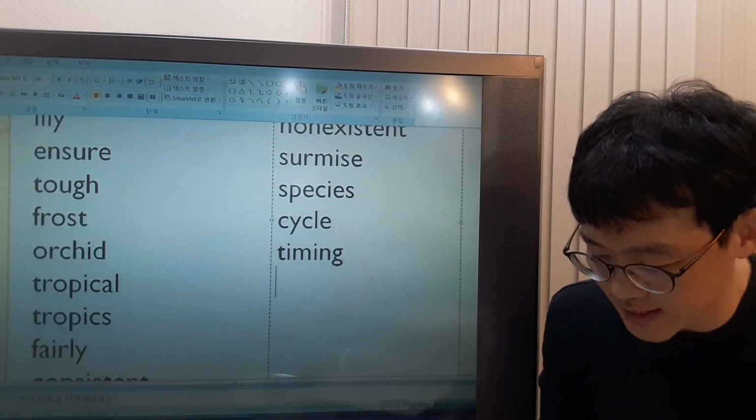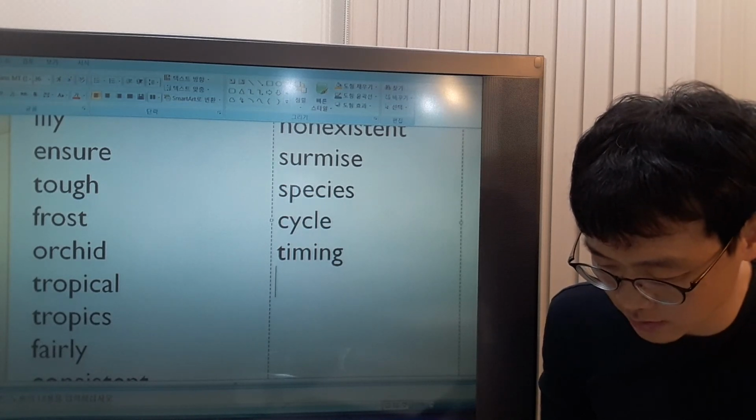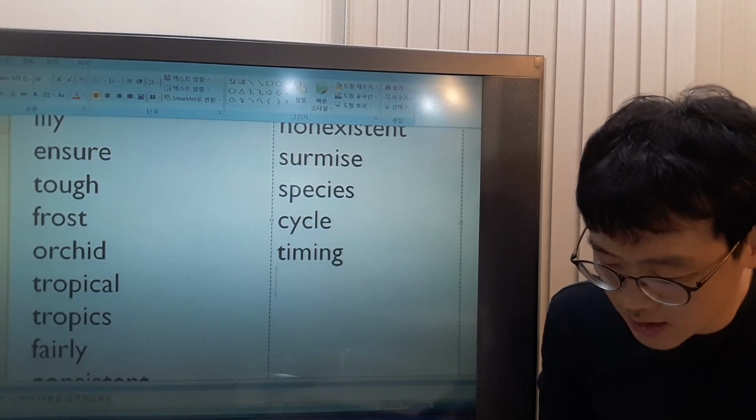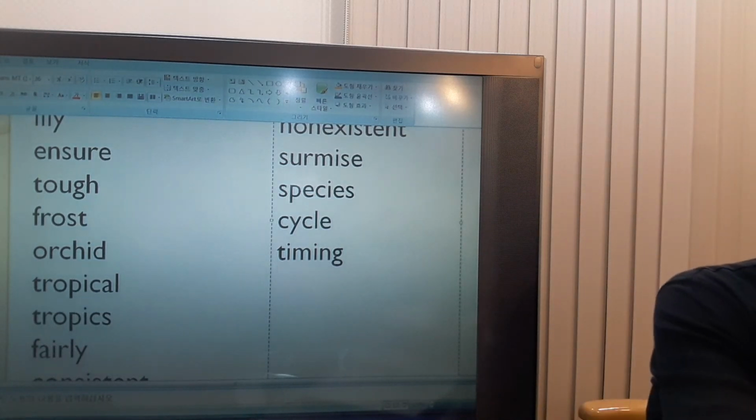The amounts of heat, sunlight, and rain all play significant roles in determining the cycle. Play a role.